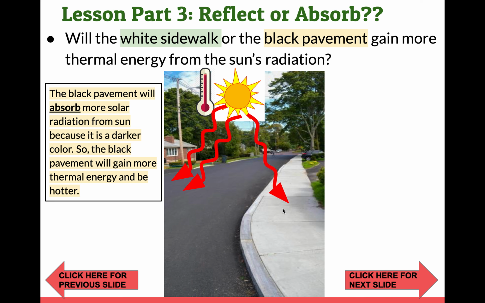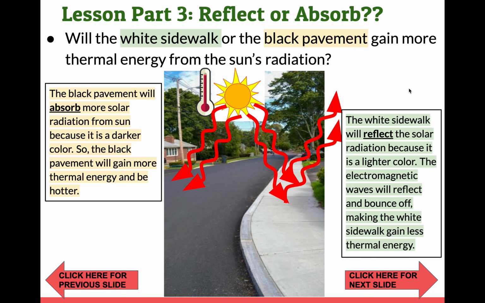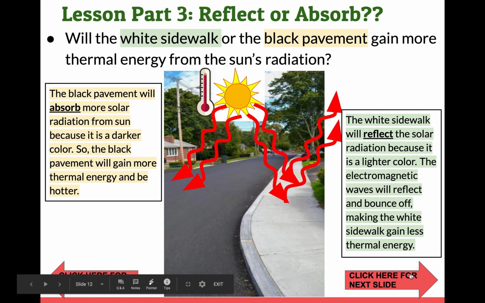And for the white sidewalk, the electromagnetic waves will actually bounce off and reflect. So the white sidewalk will reflect the solar radiation because it is a lighter color. The electromagnetic waves will reflect like a mirror, right? They will bounce back and make the white sidewalk gain less thermal energy.